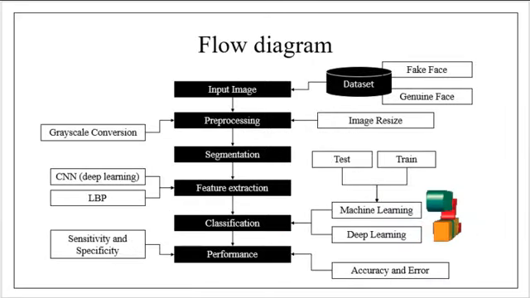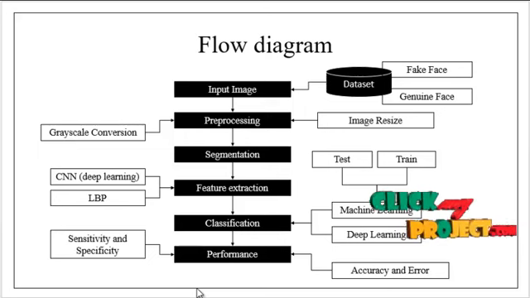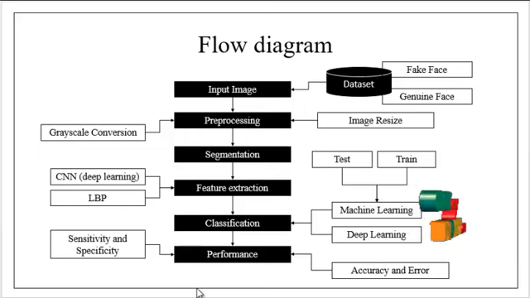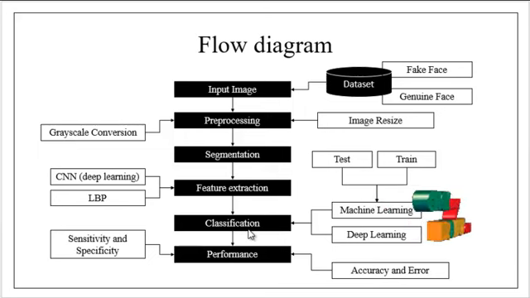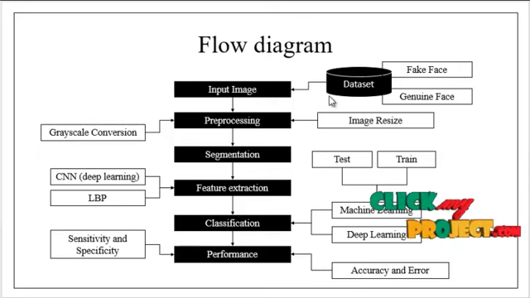Now we are going to discuss the flow diagram of the process. This is the overall working flow of this project. This project consists of the following steps: input image, pre-processing, segmentation, feature extraction, classification and finally performance estimation. At first, the input image is taken from the dataset.